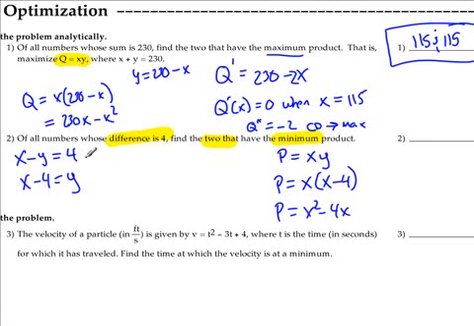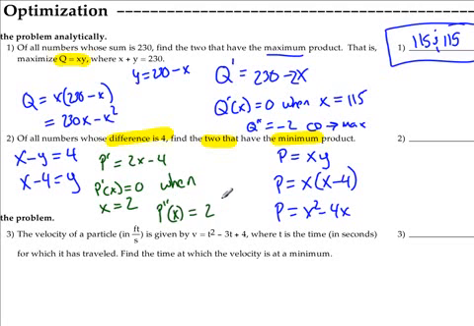Now I know that the derivative of my product is equal to 2x minus 4. When does this equal 0? When x is 2. If I take the second derivative, I get 2, which is positive, so it's concave up, which implies a minimum value. So one of the numbers is 2, the other number is 2 minus 4 or negative 2. So it's 2 and negative 2.